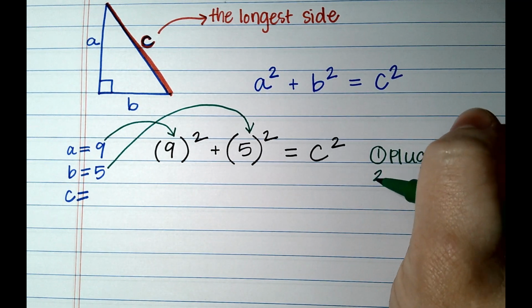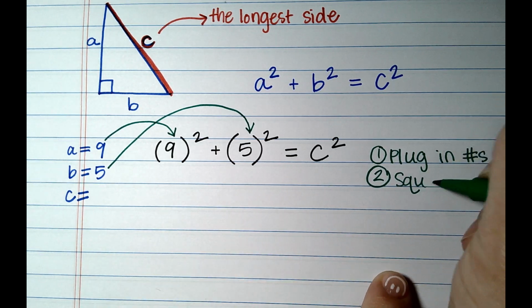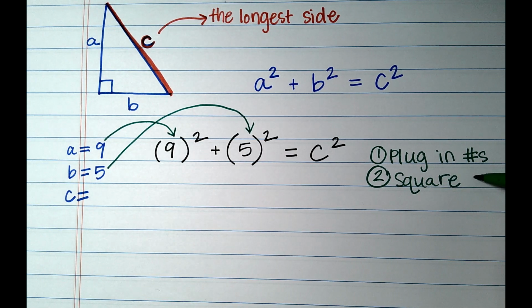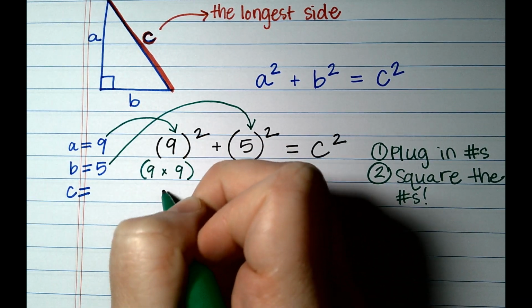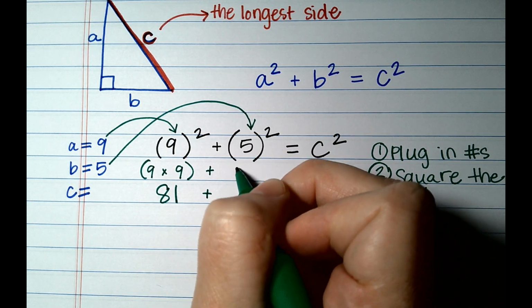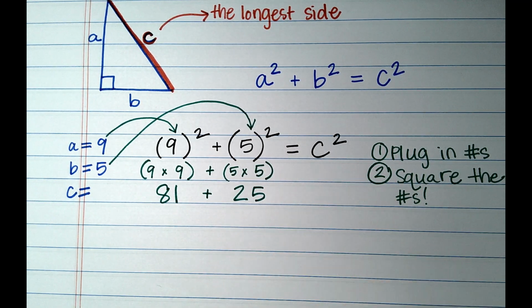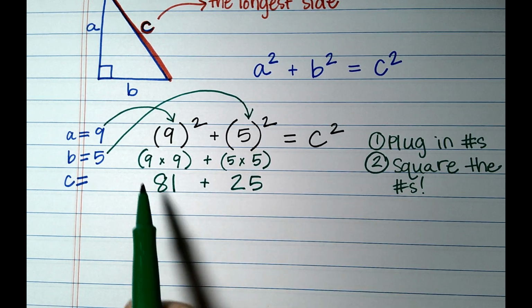Now for step 2, we need to square anything that needs to be squared. Now, quick review from algebra and beyond. What does it mean to square something? Take 9 times 9. So 9 times 9 is 81. 5 times 5 is 25. So we've plugged our numbers in and we've squared the numbers.